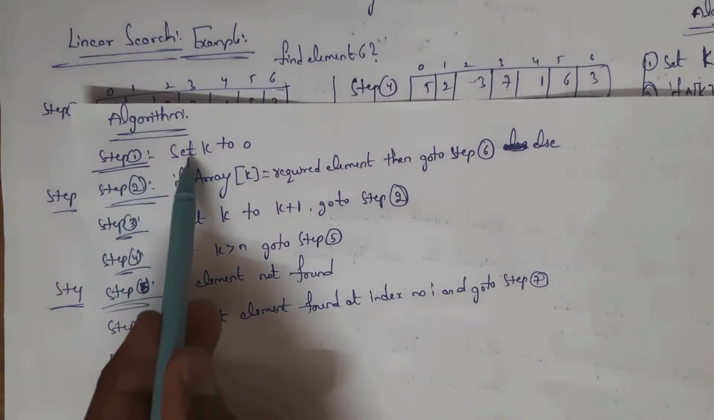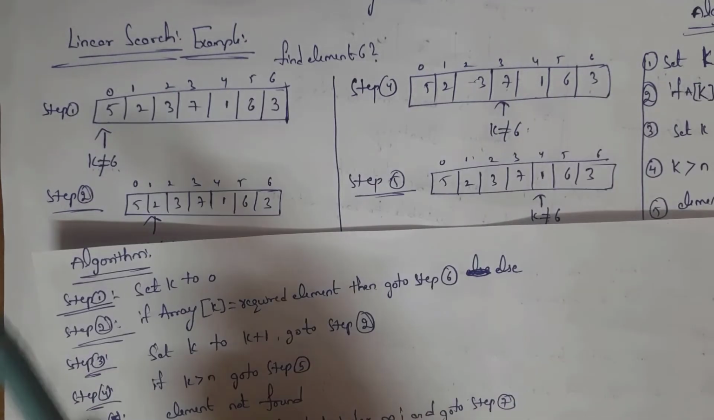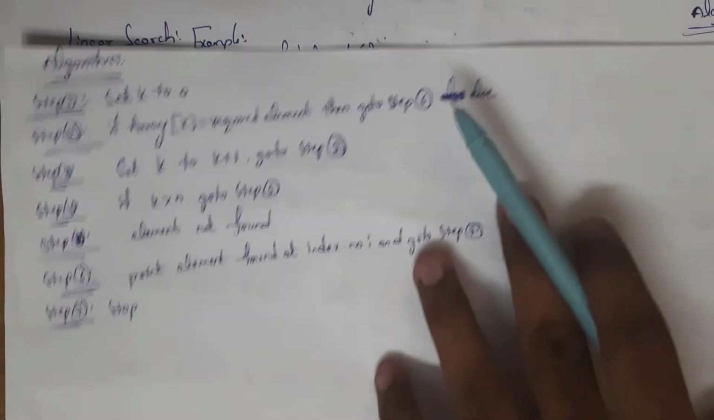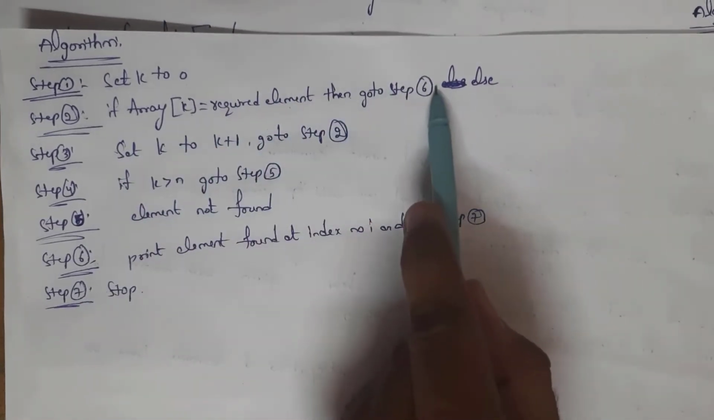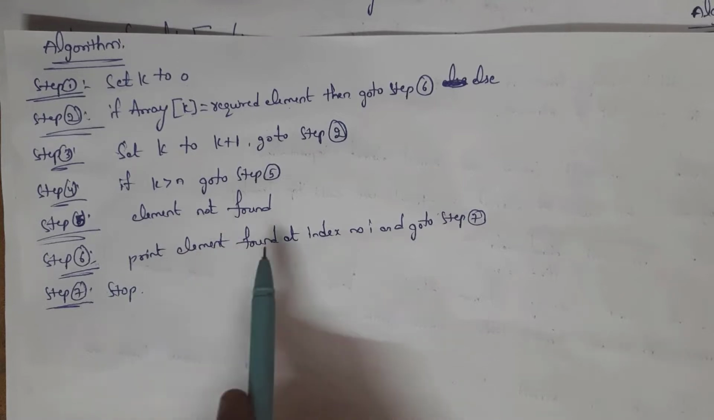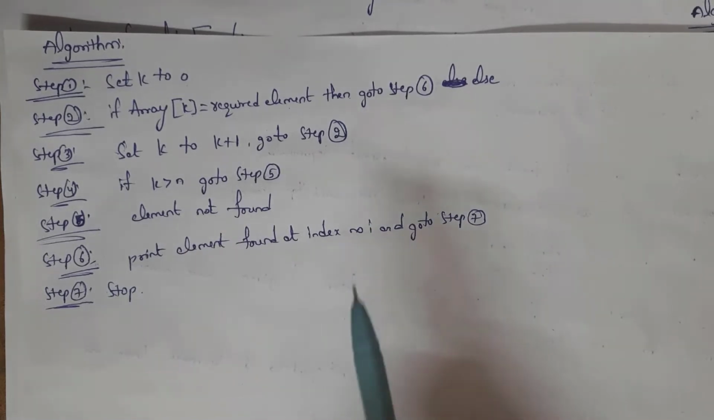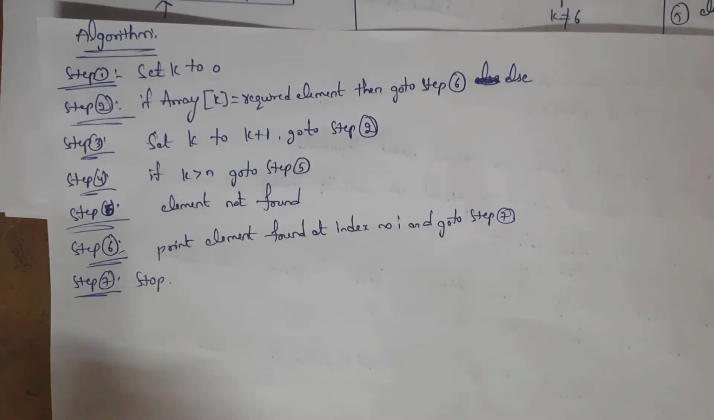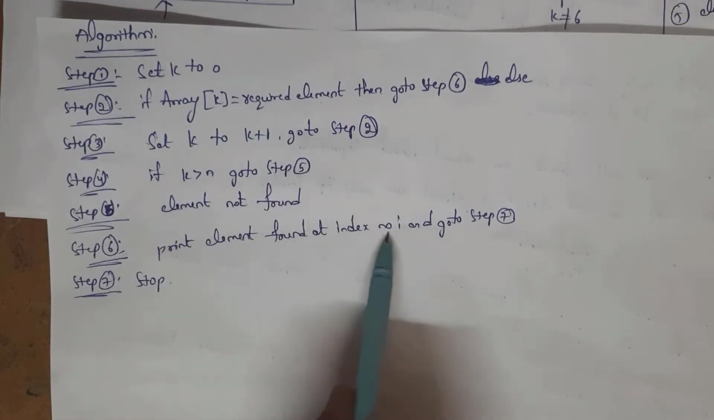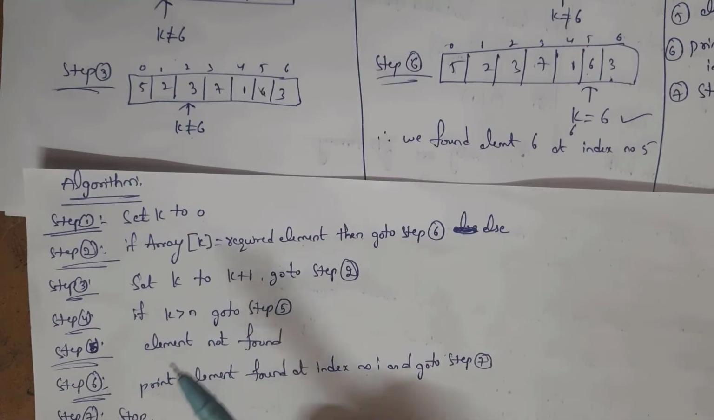In step 1, we will set k to 0. That means we will place k at index number 0. And in step 2, if array of k equals the required element, then go to step 6. Step 6 is print "element found at index number I." The meaning of this is, if the k value is equal to our required element, then we will print element found at index number, as we already discussed in the earlier example.